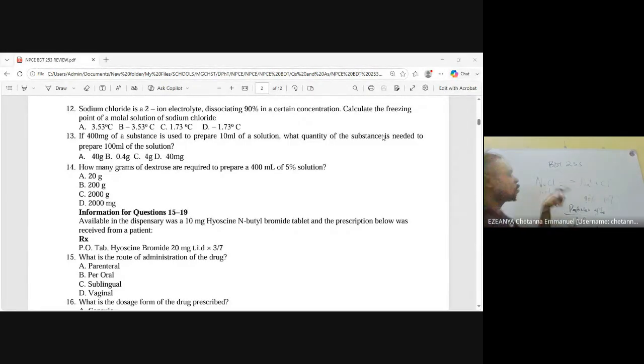But the I factor for sodium chloride, which is an electrolyte that dissociates, according to this question, dissociates 90%. Had they said it dissociated 80%, it would have been 20 remaining here, 80 here, 80 here. 80 plus 80, 160 plus 20, 180, it will be 1.8. But they say 90%, so the I factor for this electrolyte is 1.9. Before you can answer this question, you must get this I factor.